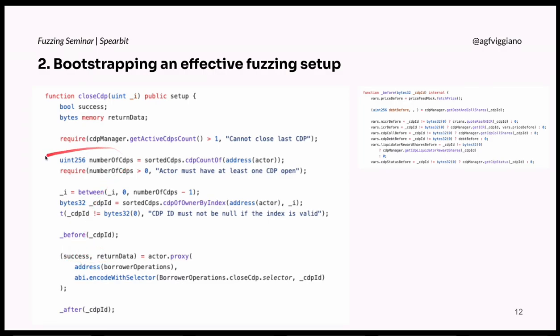For example, if you do all the preconditions correctly and you know that close CDP should never revert, then you can also check for the case where success is false. Because if this reverted, then that's also very bad because it means that a user cannot get their collateral back. So that's a problem for your system. So it's always important to make sure that you're checking for the success path and also the failure path.